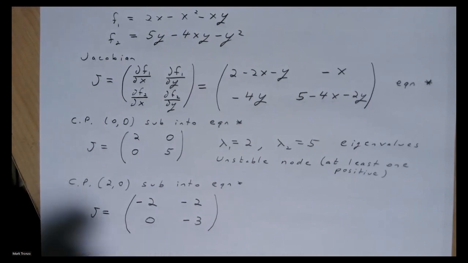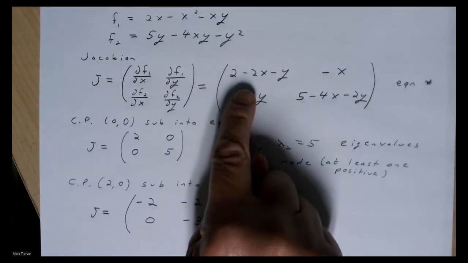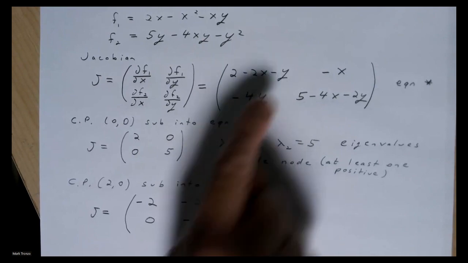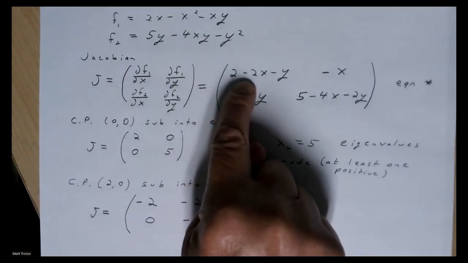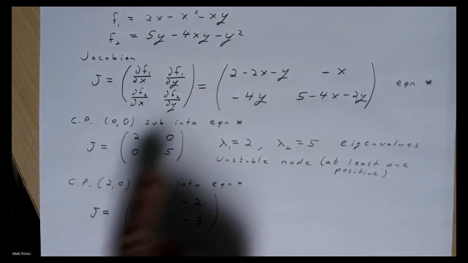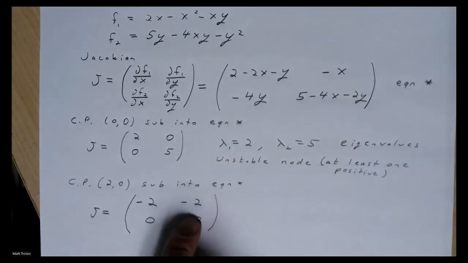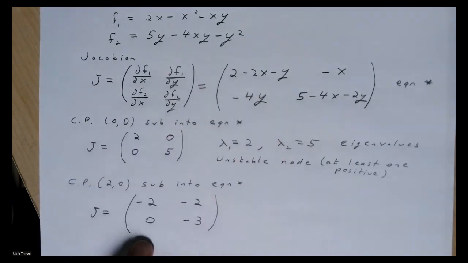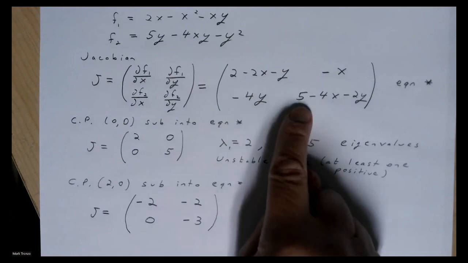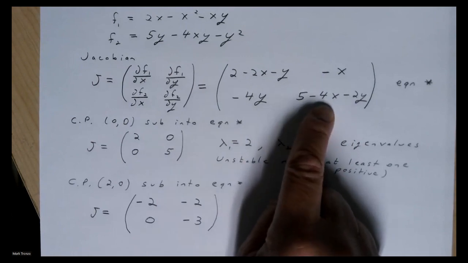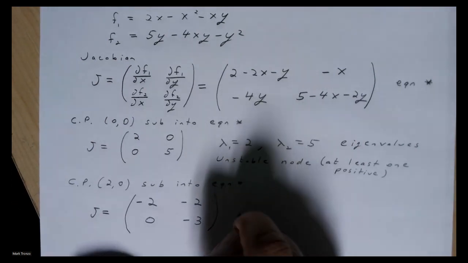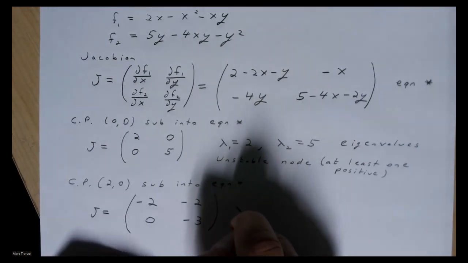So just to double check. I put 2, 0 in here and got minus 2, because this was 2 minus 4 minus 0. Put 2, 0 here, that's just going to be minus 2. I put 2, 0 here, that's going to be 4 times 0. And 2 and 0 here, it's going to be 5 minus 8 minus 0. So once again, we have a triangular matrix, so we can read the eigenvalues right off the diagonal.